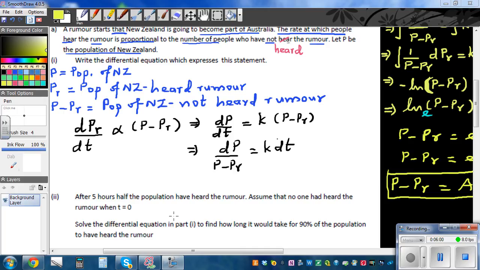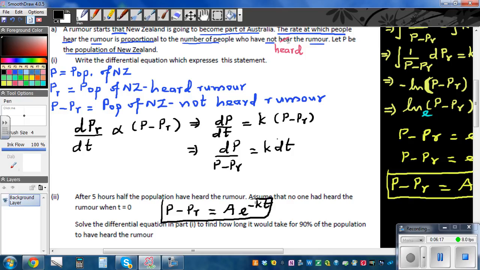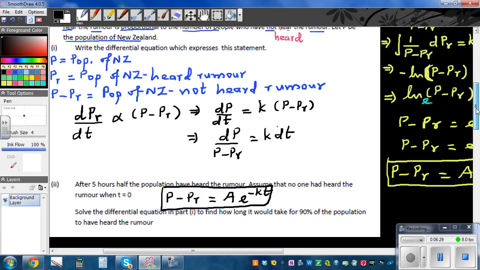So we have just proved that P minus PR is equal to A times e to the power minus kt. As I just said, let me repeat that A, P and k are constants. So we need to figure out what is A and what is k, and what is P.